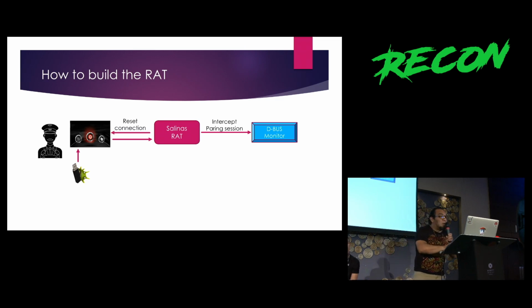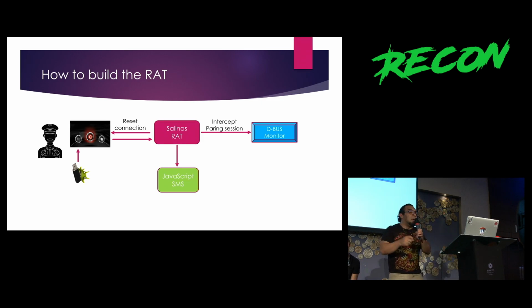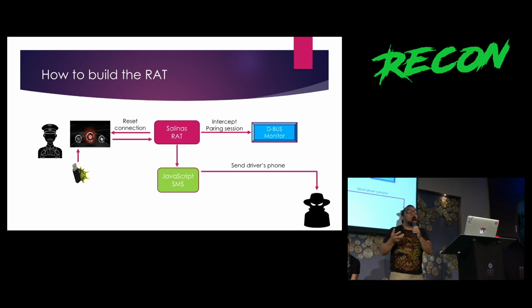So one of the things we do is use the test app server to reset the phone. Even if the driver is with the phone, we send a reset, and it connects again and generates a new session key. We get it, and then we proceed with our attack. That's the way it is planned. And once we get that session key, the Salinas RAT is going to send an SMS message through JavaScript to the attacker, so that the attacker now knows that this specific car is infected.